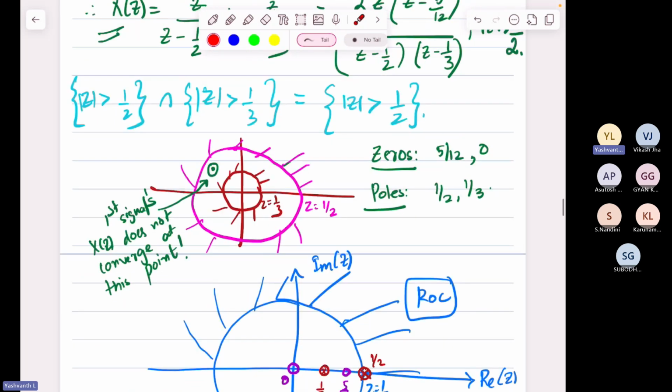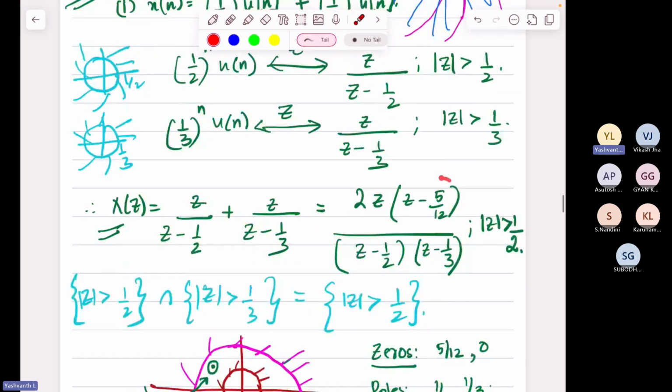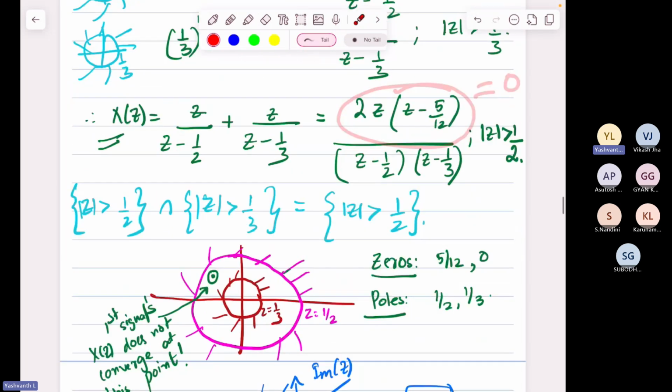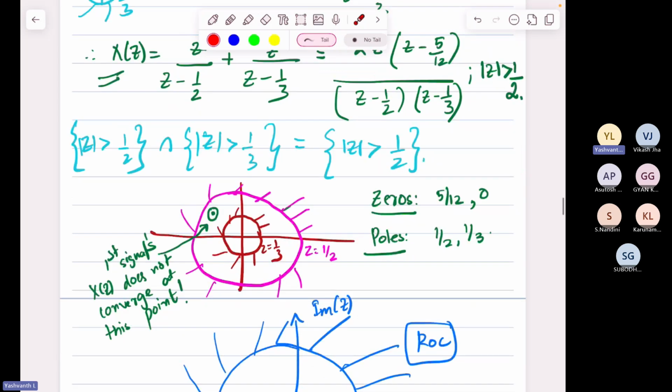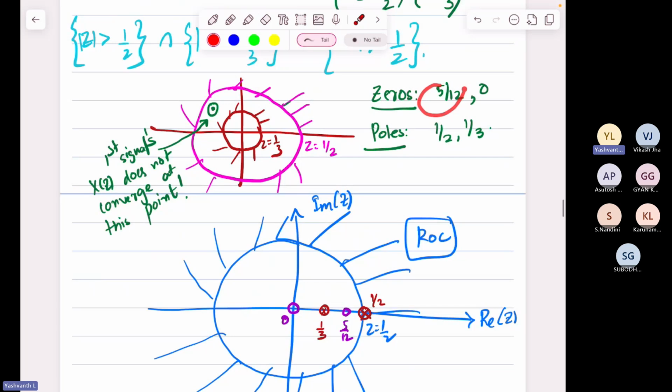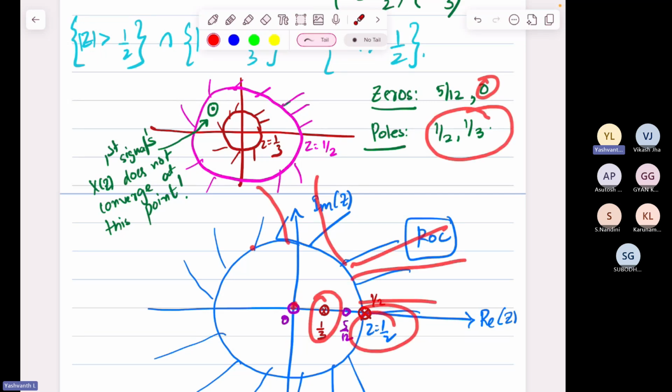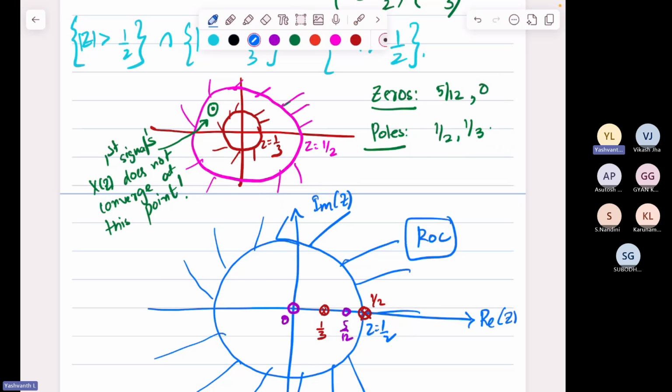And pole-zero plot basically means what? You take the zeros of the numerator, equate to 0. That comes at z equal to 5 by 12 and 0. Take the denominator polynomial in z equal to 0, and that occurs at poles half and 1 by 3. Just plot them. So 5 by 12 is basically here on the x-axis, and the other zero is at 0. Poles at 1 by 3 and 1 by 2 are basically these two. And the ROC is outside |z| equal to half.